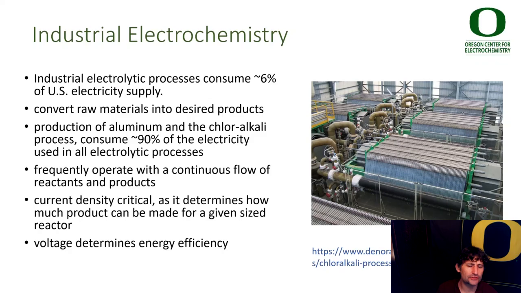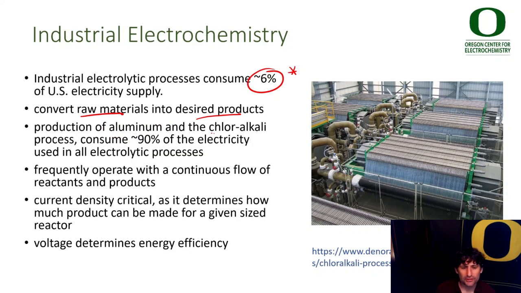Broadly, industrial electrolytic processes consume about 6% of the US electricity supply. So they're very important in the electricity sector. They're used to convert raw materials into desired products. One example is the production of aluminum. We'll talk about that, the electrolysis of aluminum oxide at high temperature to make aluminum metal. That's how all of our aluminum is made.